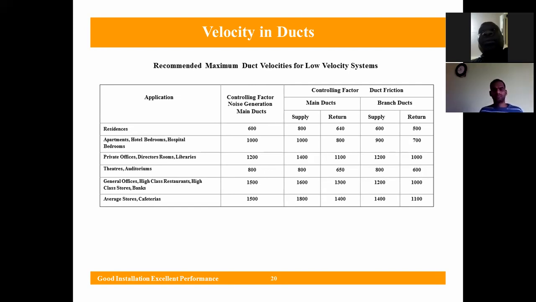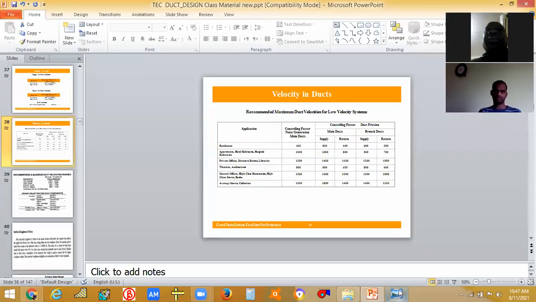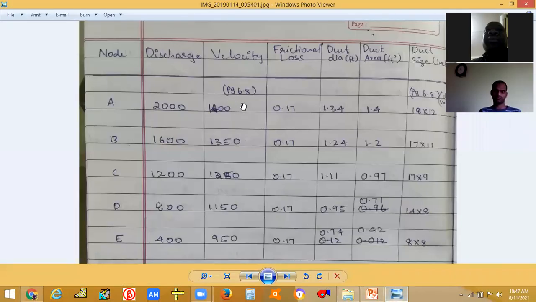So initially, we need a velocity. What will be the velocity that we'll be choosing? That we'll be choosing from this tabular column. Here we have assumed private offices as the application. From that, we choose our supply main duct. The velocity which is given here is 1400, so we have given 1400 here as the velocity.